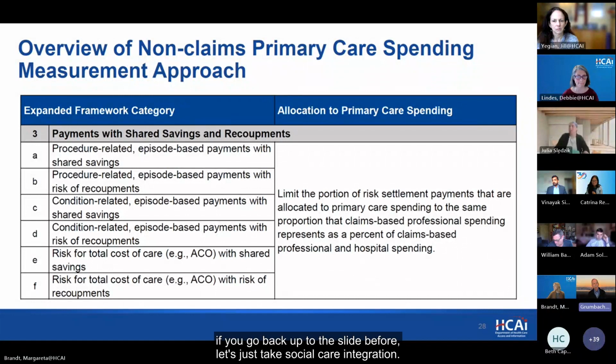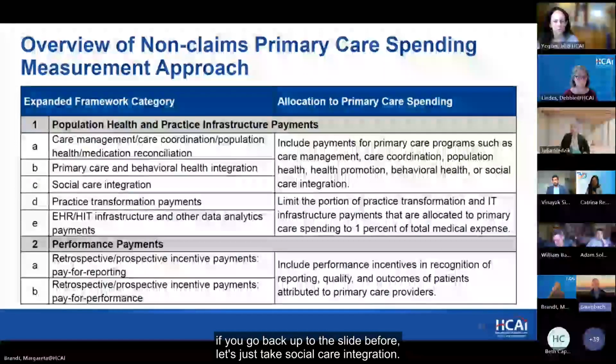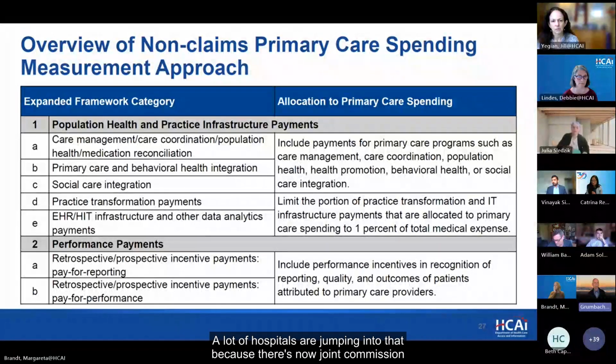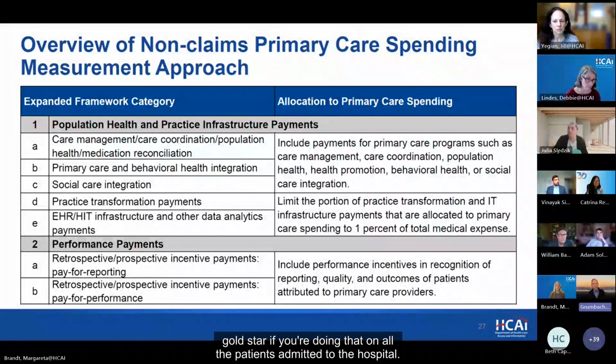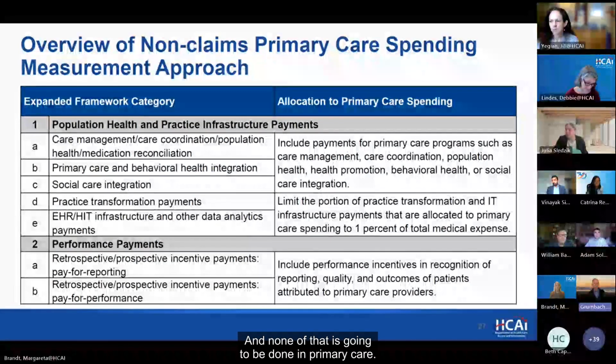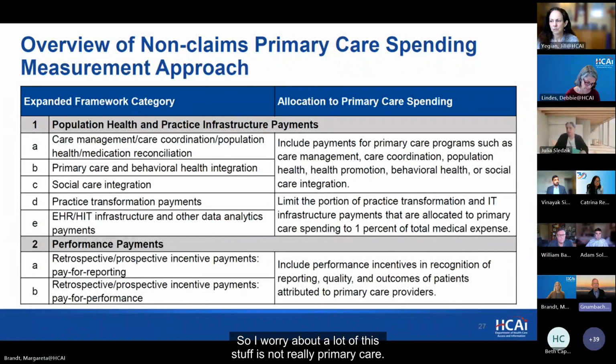If you go back up to the slide before, let's just take social care integration. A lot of hospitals are jumping into that because there's now Joint Commission stuff, where you'll get a special equity gold star if you're doing that on all the patients admitted to the hospital. And none of that is going to be done in primary care. So I worry a lot of this stuff is not really primary care. So I wouldn't out of hand say all those categories, every last dollar gets counted. There should be something like Adam and I had brainstormed about, some share of that maybe.